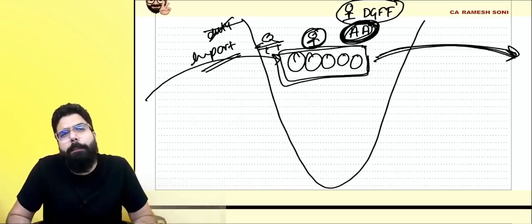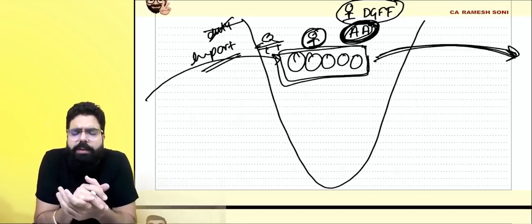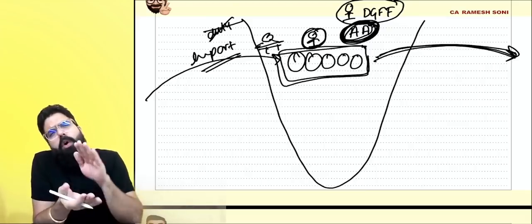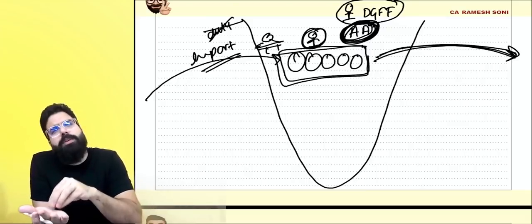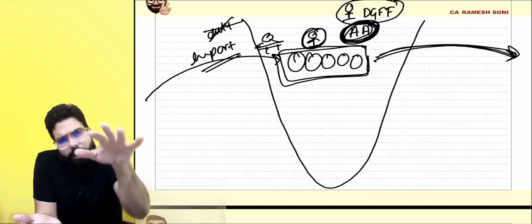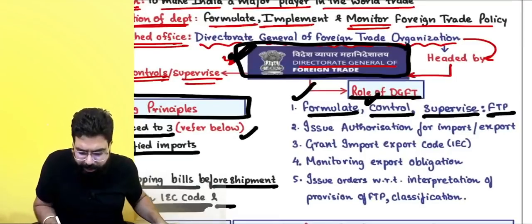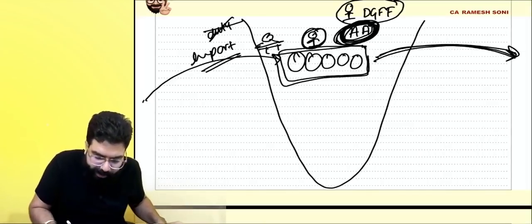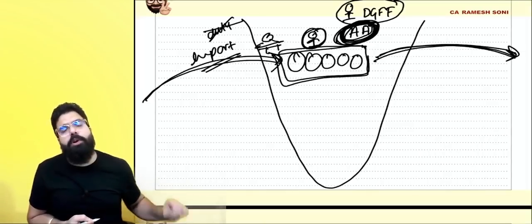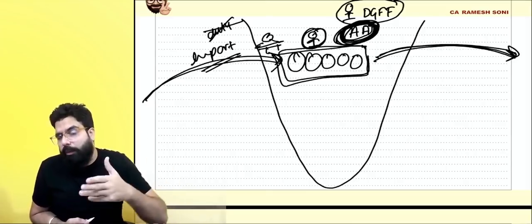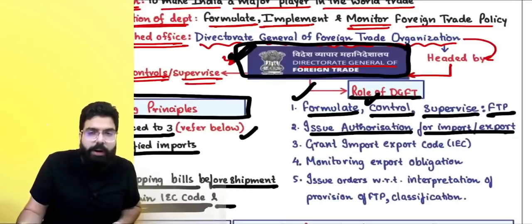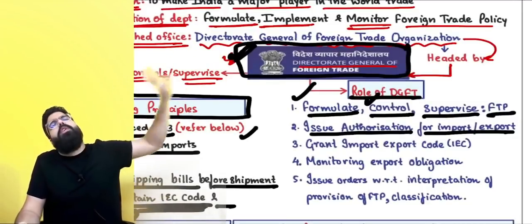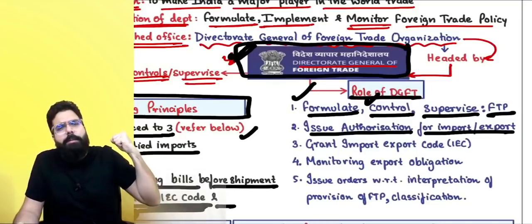For example, if one person is reading the foreign trade policy and is not able to understand something, all the problems coming up in the foreign trade policy will be supervised by the Director General of Foreign Trade. He will issue authorization for import or export. All authorizations for importing without paying import duty will be issued by the Directorate General of Foreign Trade. His mind has only one thing: promote export. The more you export, the more India will become rich.